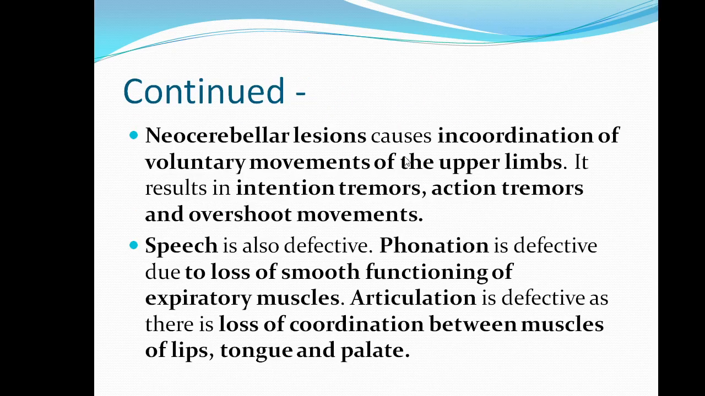Neocerebellar lesions. The neocerebellar lesions cause incoordination of voluntary movements of the upper limb. It results in intention tremors, action tremors, and overshoot movements. Speech is also defective. Phonation is defective due to loss of smooth functioning of expiratory muscles. Articulation is defective as there is a loss of coordination between muscles of lips, tongue, and palate.